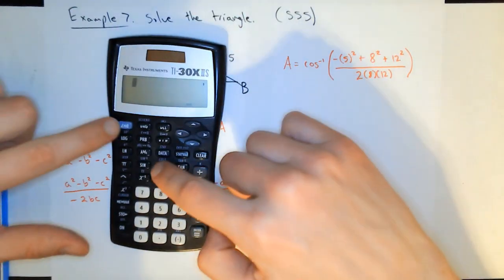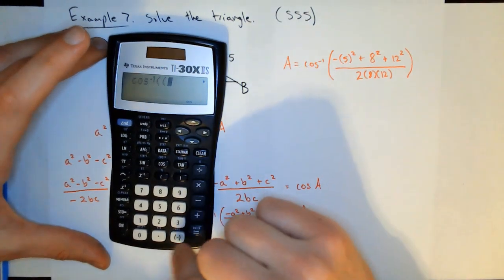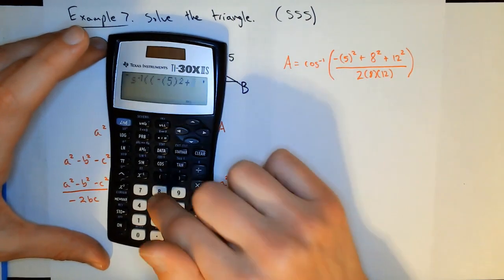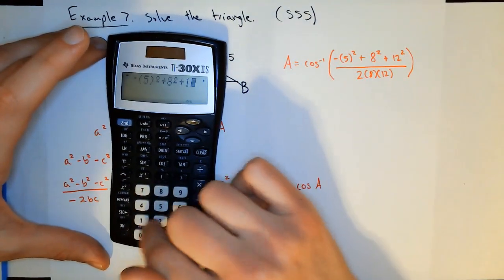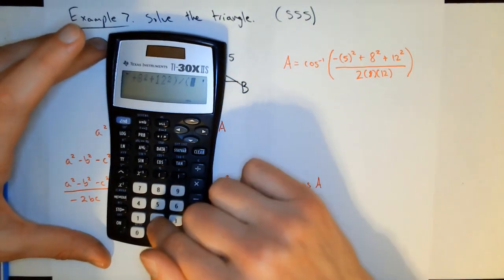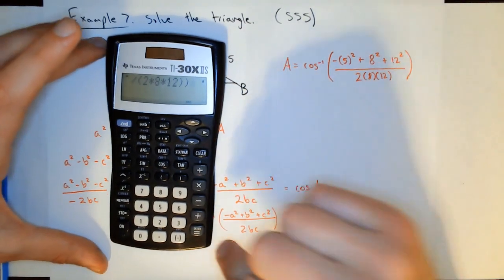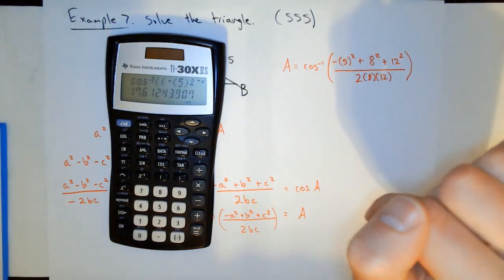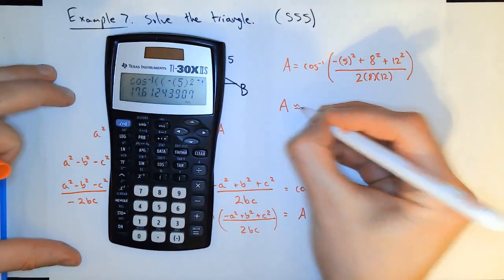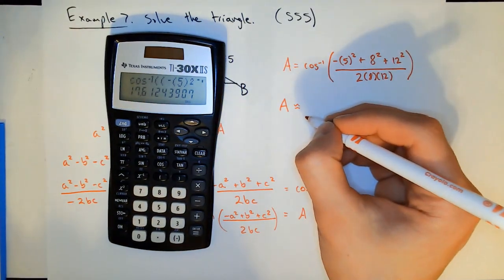That's a rookie mistake. Okay, so another set of parentheses, then negative 5 squared plus 8 squared plus 12 squared. Close my numerator, start my denominator in parentheses 2 times 8 times 12. Close that denominator, close the cosine inverse. There we go. It's much easier if you have one of those calculators that just has that fraction button. A is approximately, let's see, what are we rounding to? I'm going to say like 18 degrees.